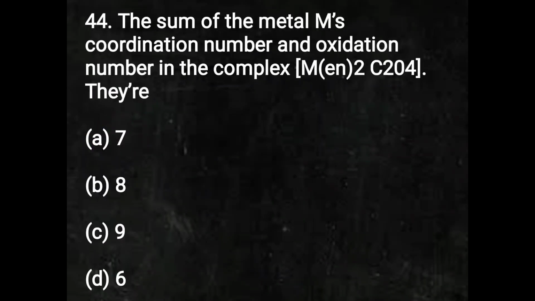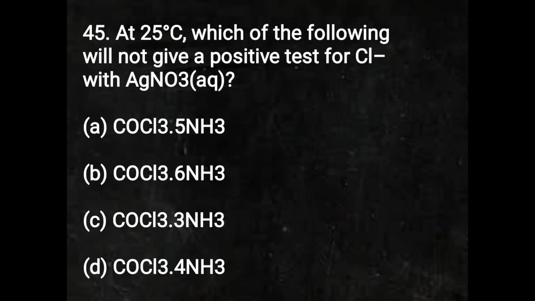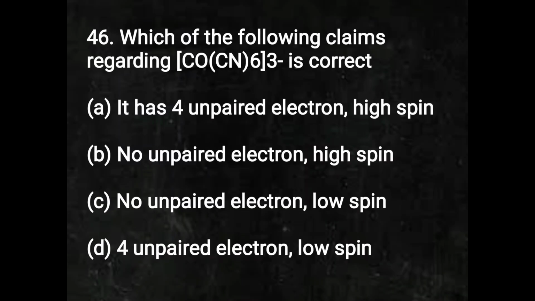The sum of the coordination number and oxidation number of the metal M in the complex, here the complex is given, is 9. At 25 degrees Celsius, which of the following will not give a positive test for chloride with aqueous AgNO3? Option C is the correct option.